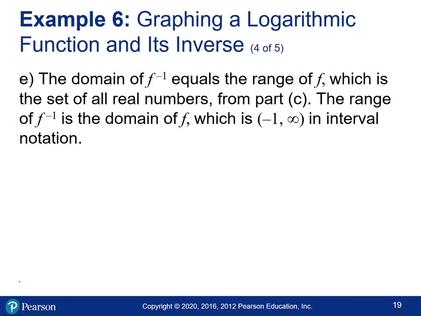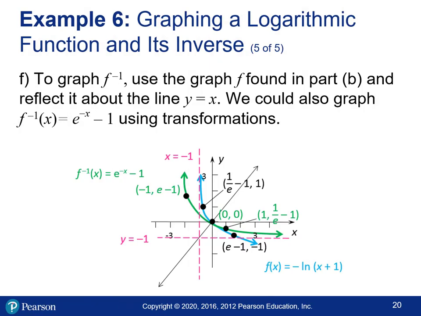Now the domain of the inverse, the nice part is that it's just the range of the original. So that was all real numbers. So the domain of f inverse is just all real numbers. And then the range of the inverse is just the domain of the original, which is negative 1 to infinity. We've already done the work for the original, so we just use that information and swap it for the inverse. And now to graph this, again, we've already done the work, so all we do is switch everything.